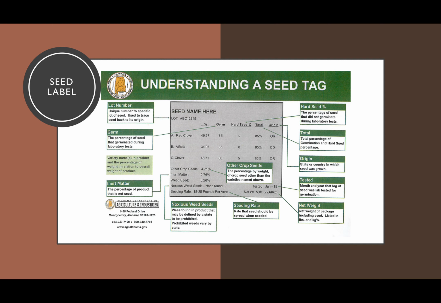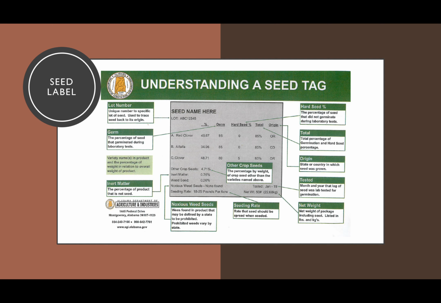Typically, if it's below about 80%, it's probably not that great of a seed. Some seeds typically will have a lower germination rate than other seeds, but it should be about 80% or a little better. Now, inert matter, that is things that are in that seed package that are not seed.